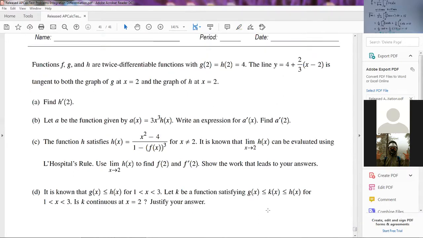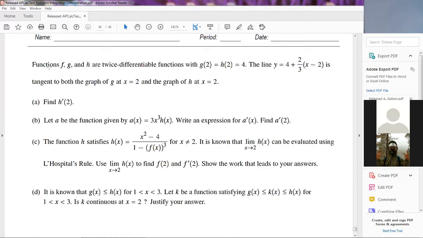Okay, it's the last one. We don't see a graph, so possibly this is going to be analytical. It is very different to the one in 2006.